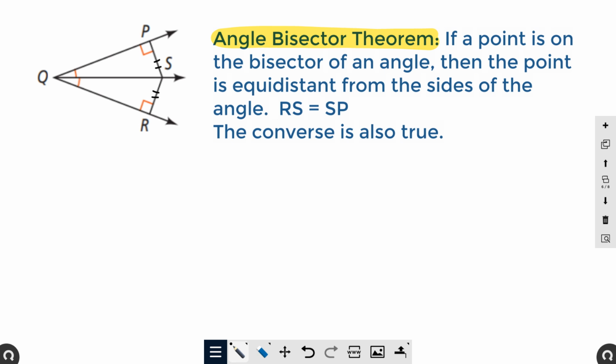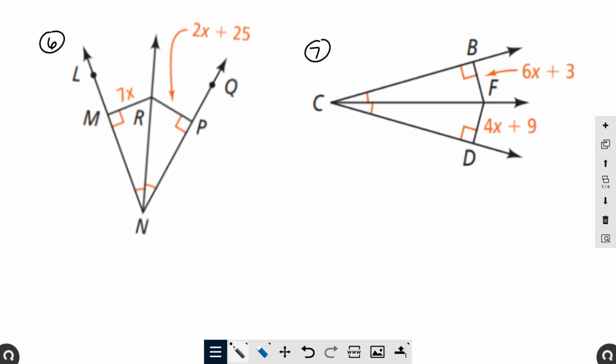We're still writing. Okay, let's look at our last two examples. So draw these down. Now, they don't have to be drawn perfectly, so just close enough.